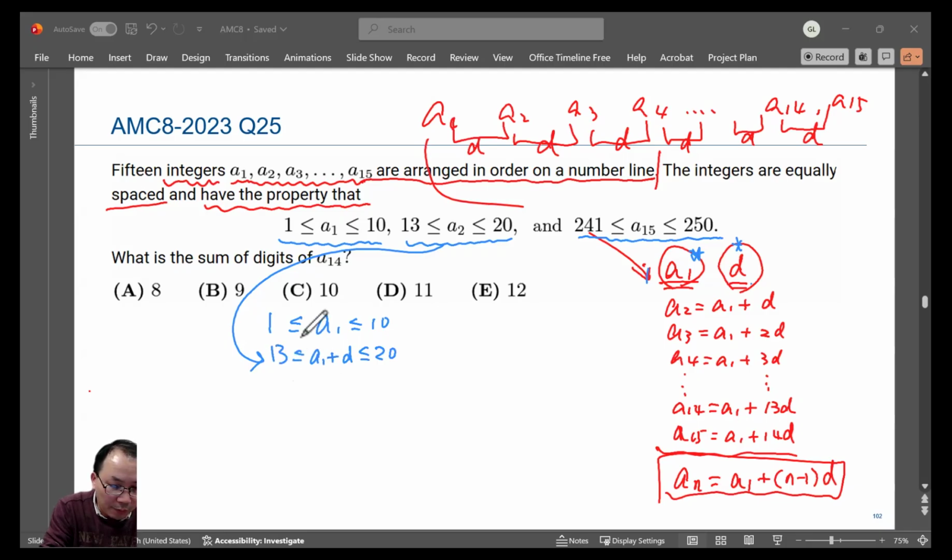So we try to get rid of A1, using these two pieces of information. Do you know how to combine these to get D? We make a small change here: multiply all three sides by -1, so the inequality signs change. We can rewrite this one into -10 less than or equal to -A1, less than -1.